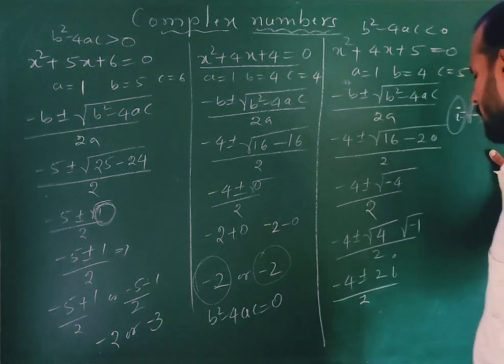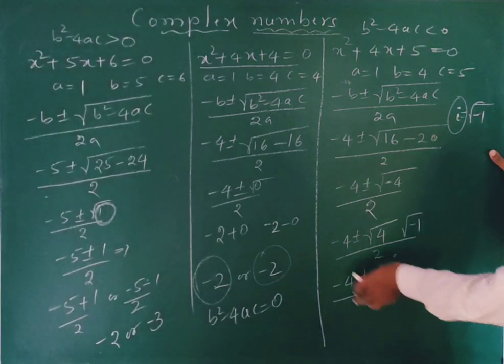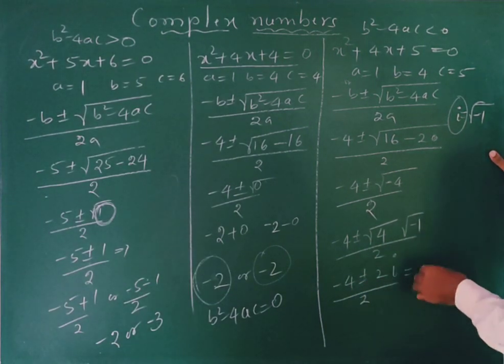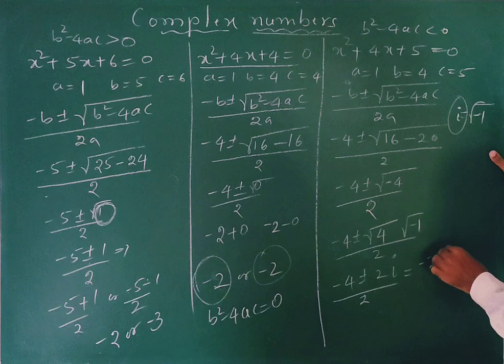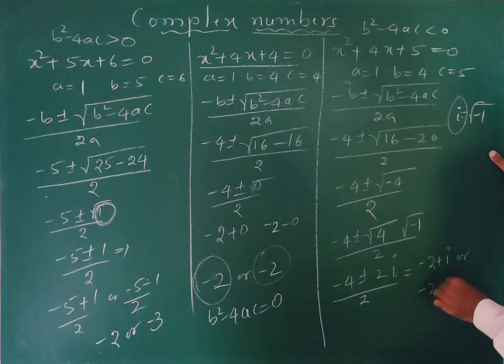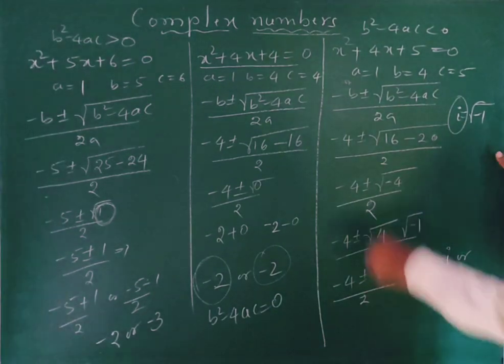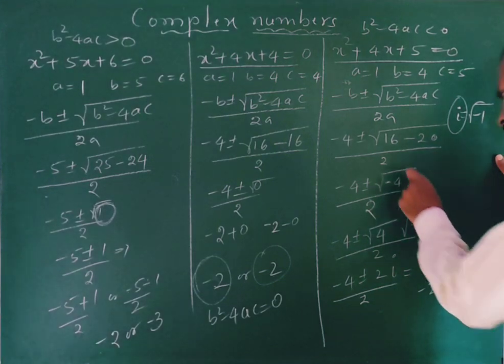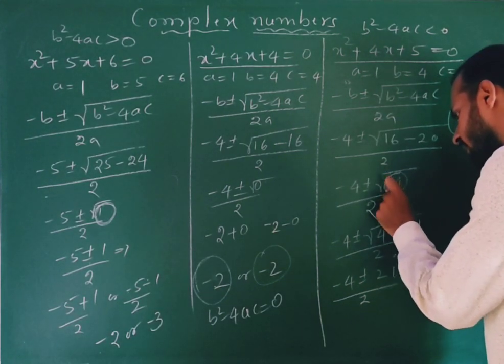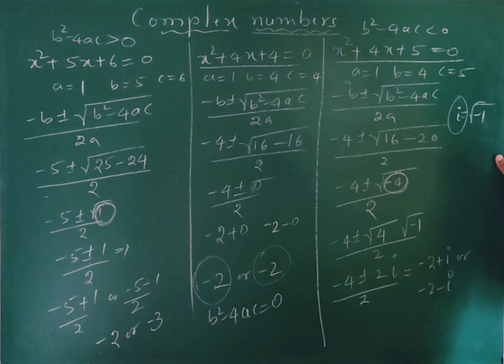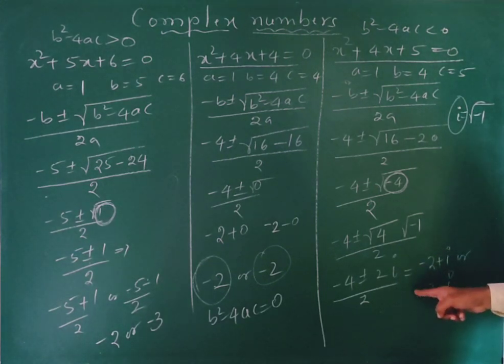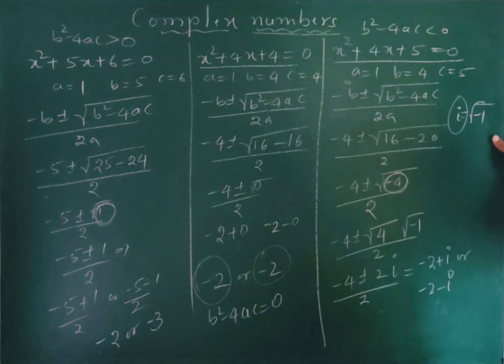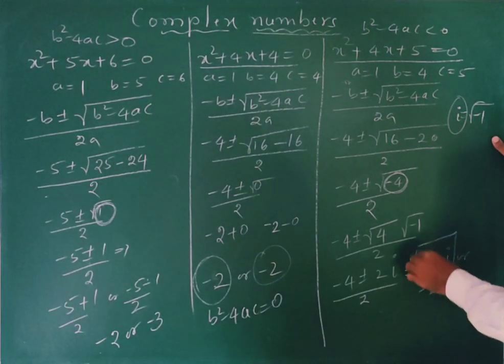Now simplify this, what we get here is minus 2 plus i or minus 2 minus i, which are the root values of this quadratic equation. The meaning is to say, when b square minus 4ac is less than 0, that is a negative value, then we come across complex numbers, right? Usually we can say here minus 2 plus i is nothing but what here?